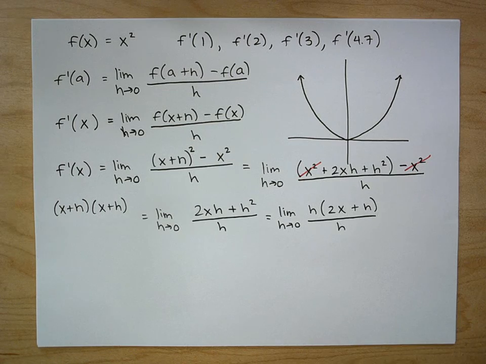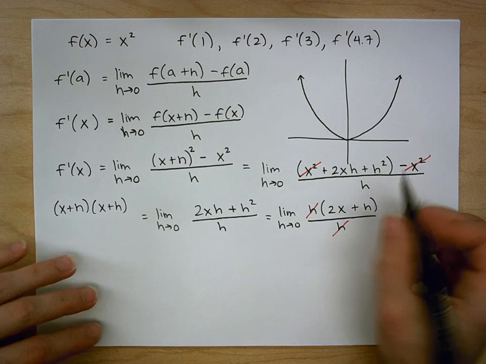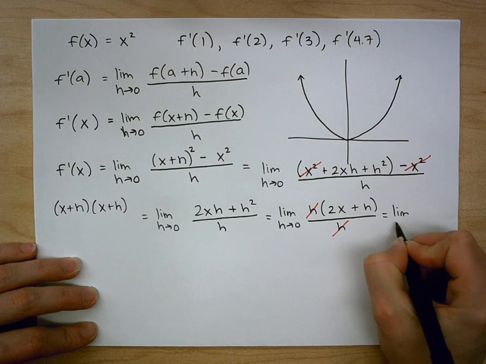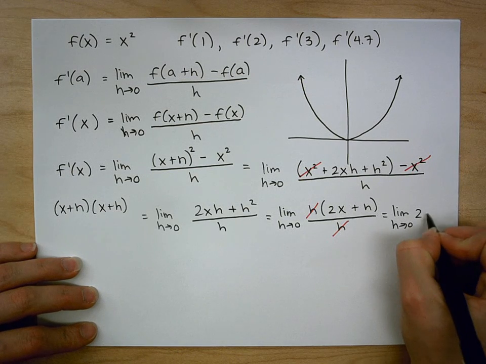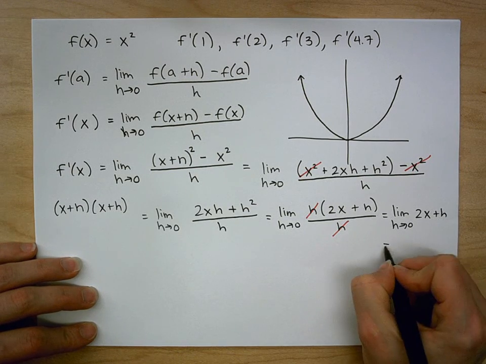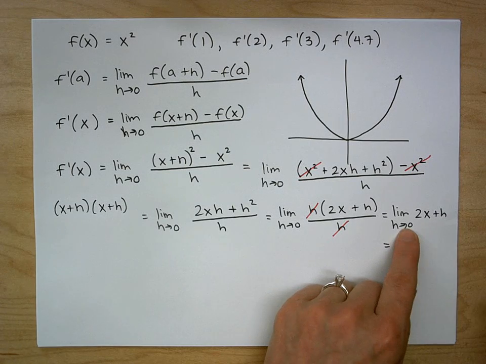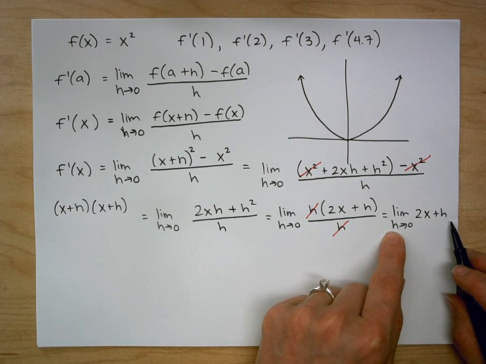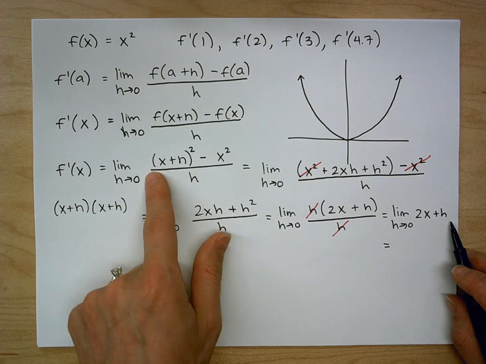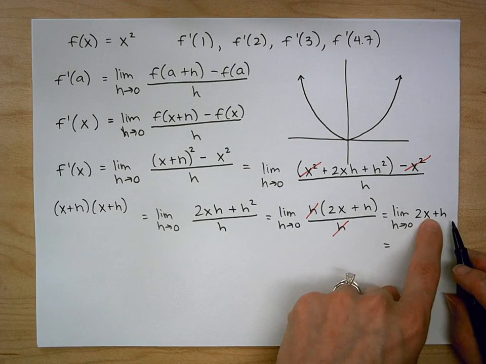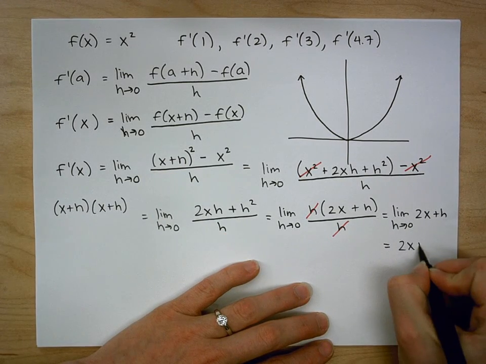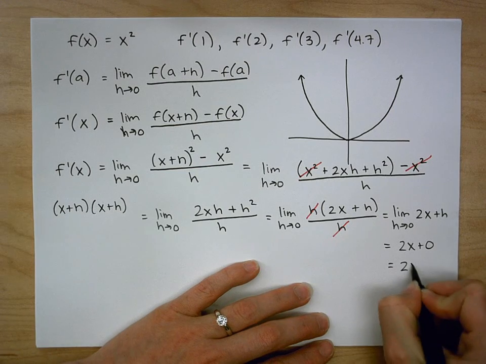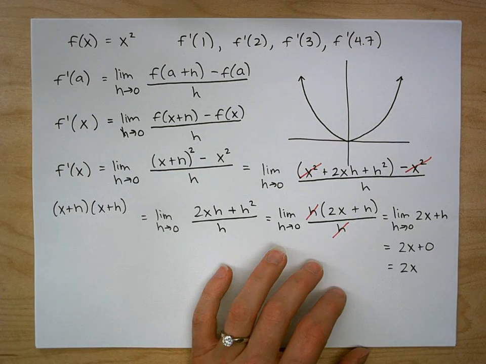Okay, and the reason I wanted to do that is because the h's now cancel, and I get the limit as h goes to 0 of 2x plus h. Now, we're going to let h go to 0, right? Notice this is continuous at h equals 0, unlike all of the other ones that we had before. So that means I can just plug in 0 for h, and I get 2x.